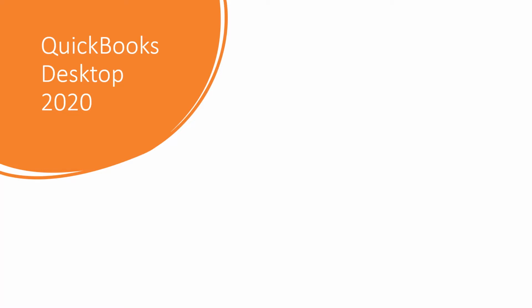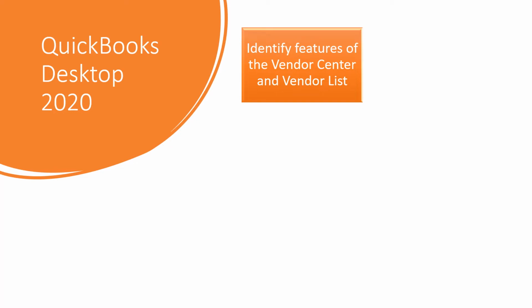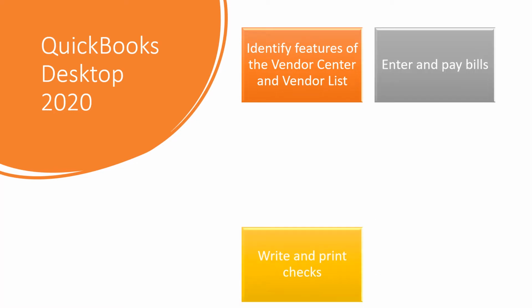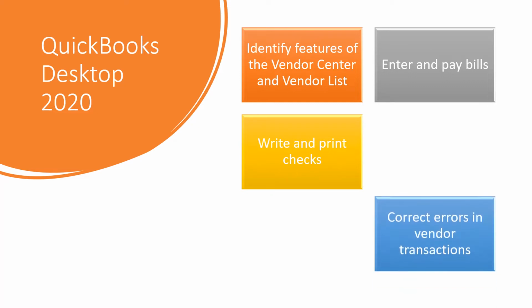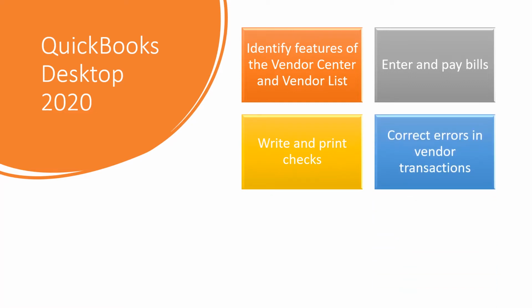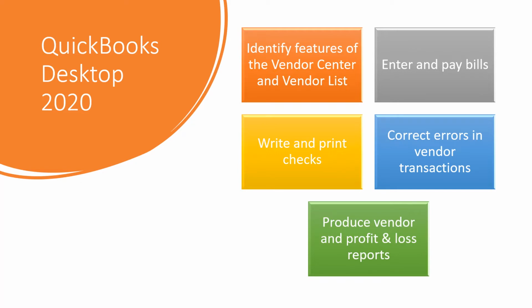By the end of this chapter, you will be able to identify features of the vendor center and vendor list, enter and pay bills, write and print checks, correct errors in vendor transactions, produce vendor and profit and loss reports. Let's get started.